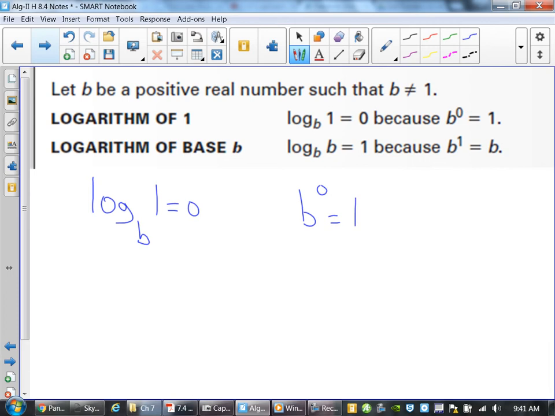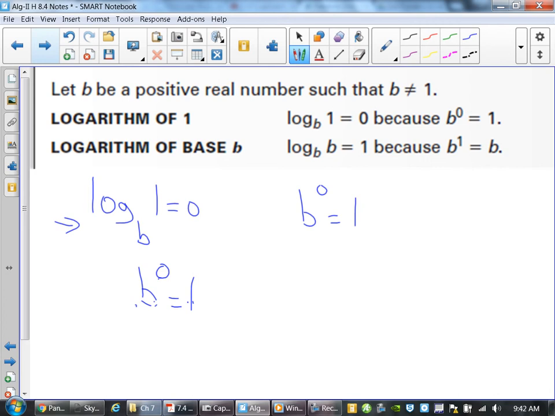If you're looking at this for the very first time, you're saying, what in the world does that mean? Which probably most of you are. It says log base b of 1 equals 0. In my head, I'm asking, what base to the 0 power equals 1? Well, any base to the 0 power equals 1. So that b value can be any number. Anything to the 0 power equals 1. That's what that means.